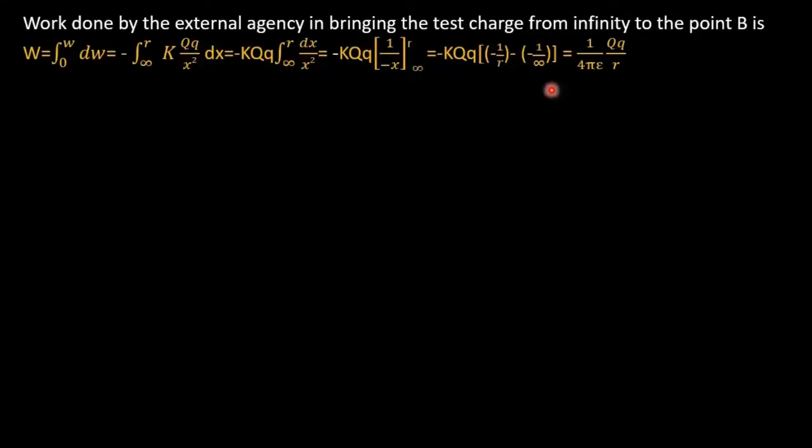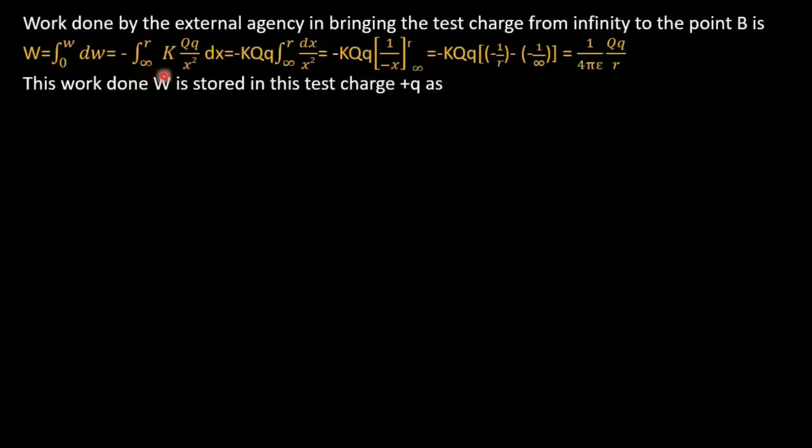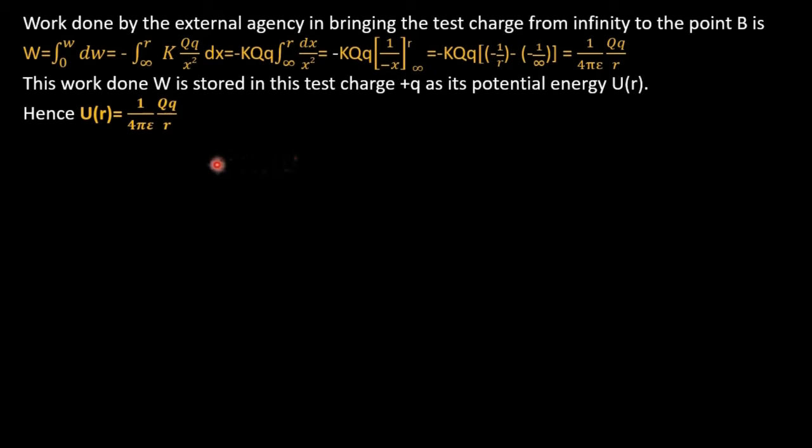We know energy can neither be created nor destroyed. So the energy which is spent by the external agency will be stored in the test charge, which is at a distance r from the source charge, as its potential energy. So the work done W is stored in the test charge as its potential energy, which is equal to 1 by 4 pi epsilon Q q divided by r. This is the standard expression of the potential energy stored in the charge q at a distance r from the source charge Q.